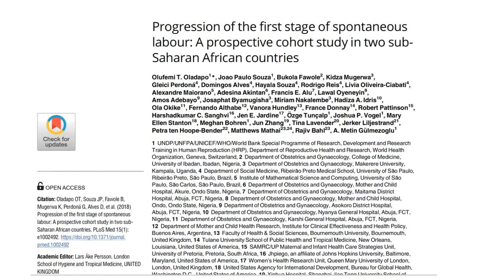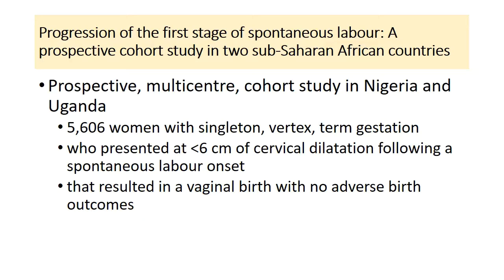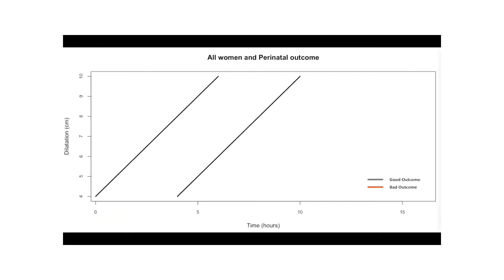This is a study that you can download if you want to read it. It's progression of the first stage of spontaneous labor in 2 sub-Saharan African countries, a very large study done and published in 20. So in this specific study, it was a prospective multicentre cohort study in Nigeria and Uganda. There were more than 5,000 women with single baby, vertex, term gestation, presented below 6 centimeters vaginal cervical dilatation with spontaneous onset of labor, and that resulted in vaginal birth with no adverse birth outcomes. And in a follow-up study, they also looked at the bad outcomes.